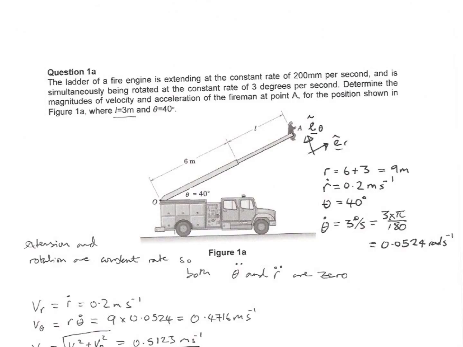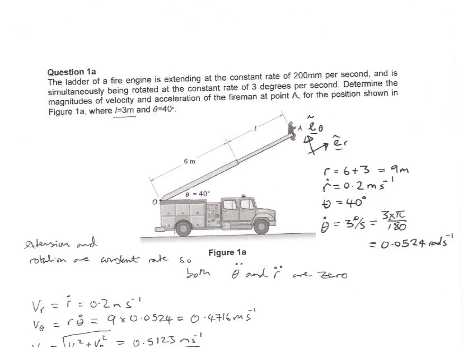Okay, so this is a review of the coursework question 1, 1A and 1B, covering part 1 of the mechanics course. Question 1A is a question about polar coordinates. The question reads: a ladder of a fire engine is extending at a constant rate of 200 millimeters a second and is simultaneously being rotated at a constant rate of 3 degrees a second. Determine the magnitudes of velocity and acceleration of the fireman at point A for the position shown in figure A.